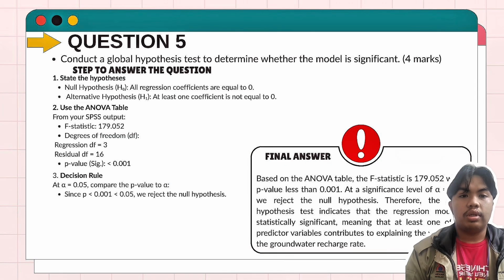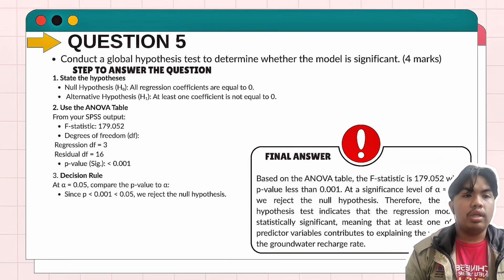Step 3, decision rule. At alpha 0.05, compare the p-value to alpha. Since p less than 0.001 is less than 0.05, we reject the null hypothesis. The final answer, based on the ANOVA table: the F statistic is 179.052 with a p-value less than 0.001. At the significance level of alpha equals 0.05, we reject the null hypothesis.